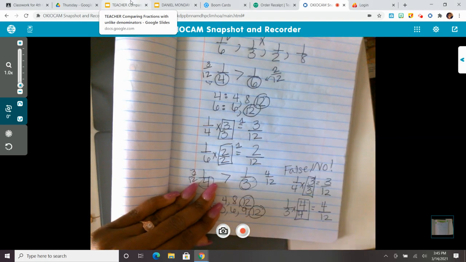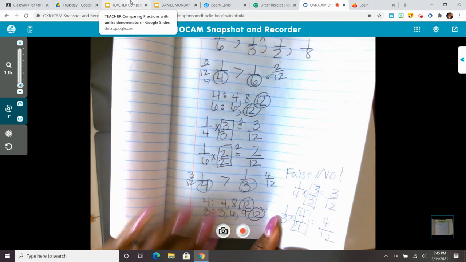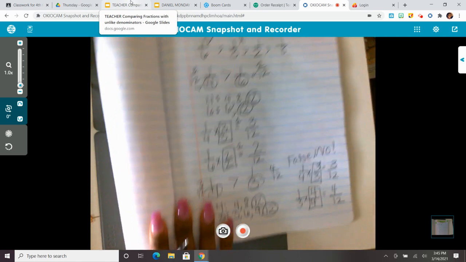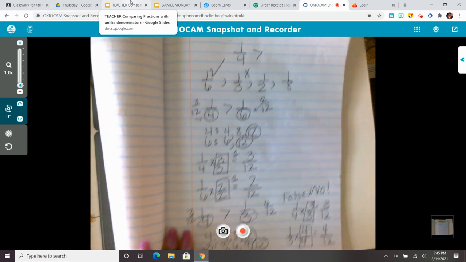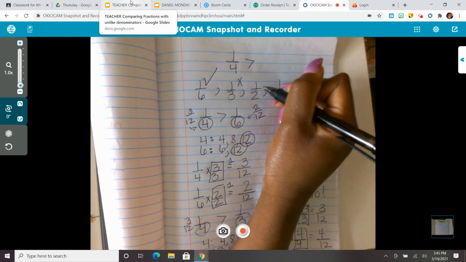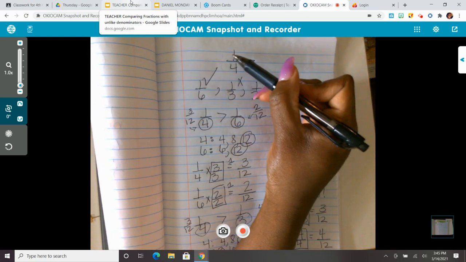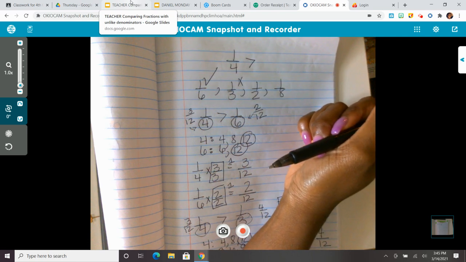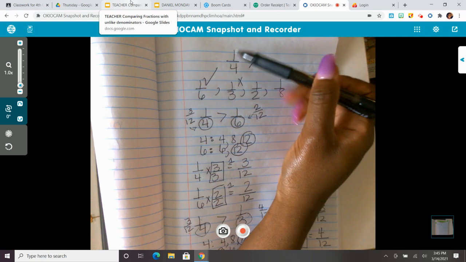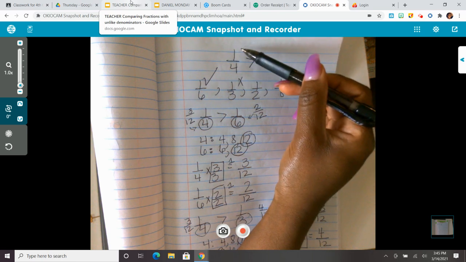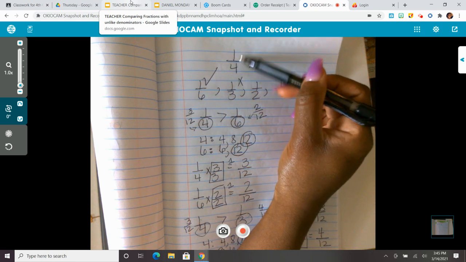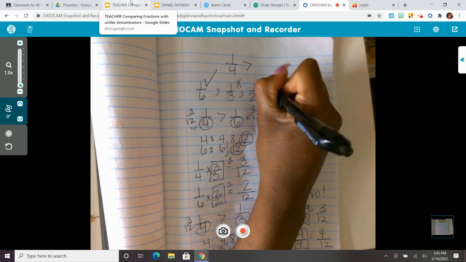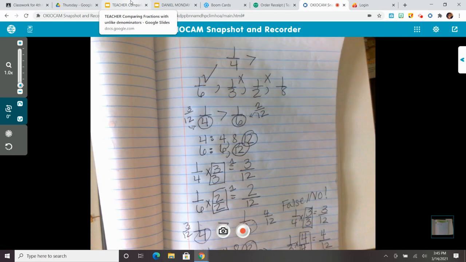So now I'm going to compare 1/2 and 1/4. Looking at that, could 1/2 even be equivalent to 1/4? No, because I know that if a fraction is equivalent to 1/2, the numerator is half of the denominator. That doesn't make sense. So I know that 1/2 is not equivalent to 1/4.